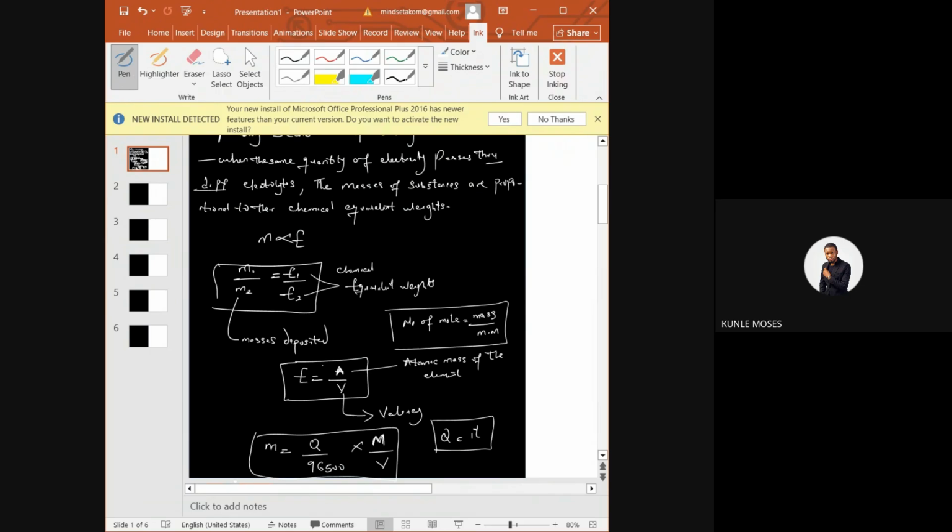It is very clear. Now, there's a question here. This question is very, very simple. They said the same quantity of electricity passes through silver nitrate and copper sulfate, and asked to find the ratio of the mass deposited. This one is a very straightforward question. Let me fix it here.